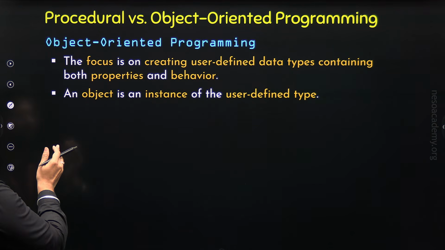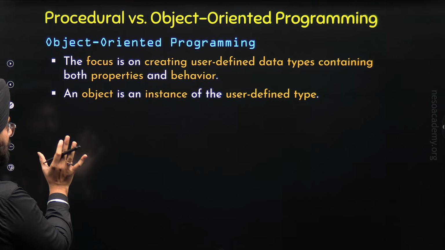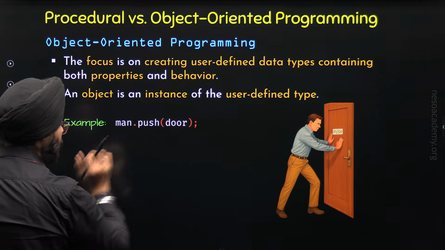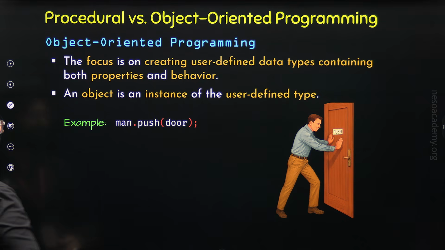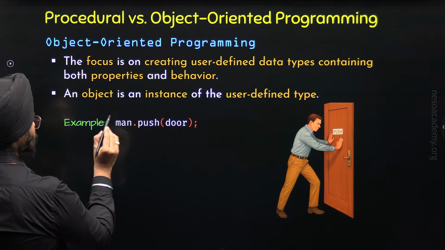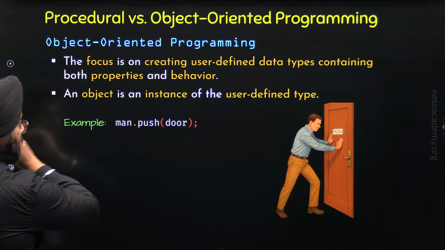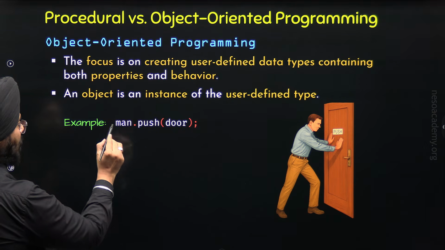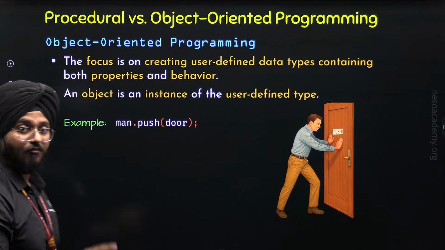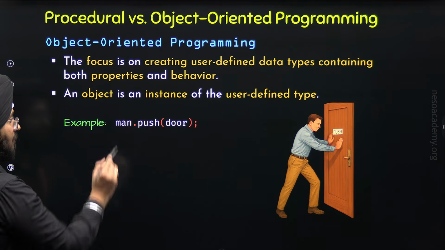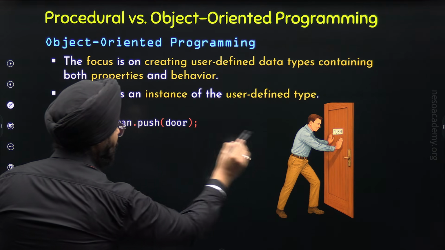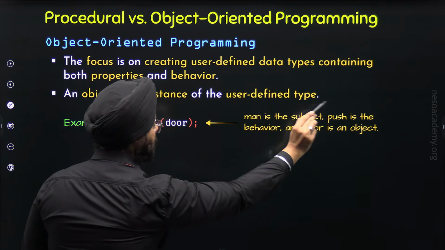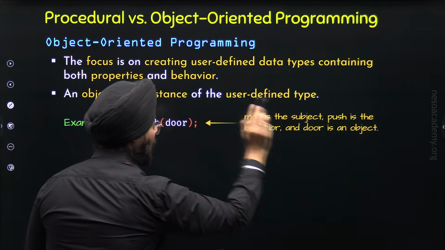Now let's take the same example of the push function, but in a different way in object-oriented programming. This is how the push function looks, and this is how we can call this function. We need to call this function through an object, and that too with the help of the dot operator. And here you can observe it is completely clear that man is pushing the door. We read from left to right and we can observe that man is pushing the door. So it is clear that man is the subject, push is the behavior, and door is the object.